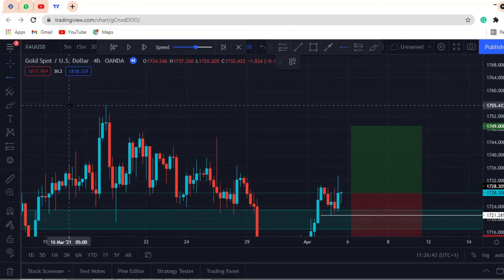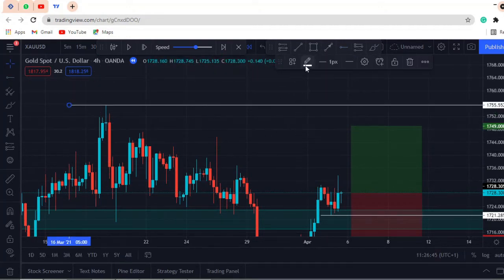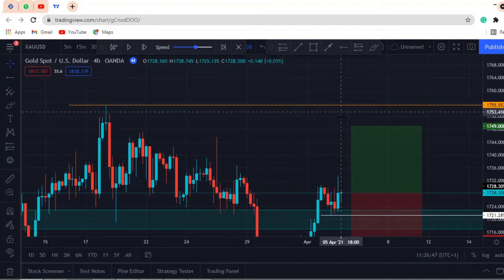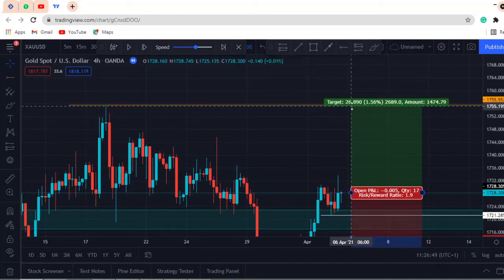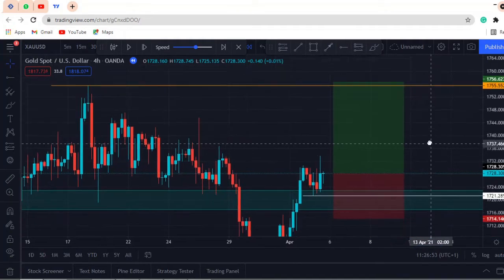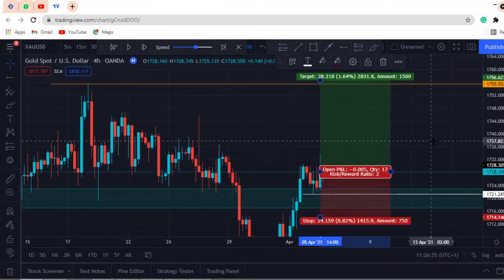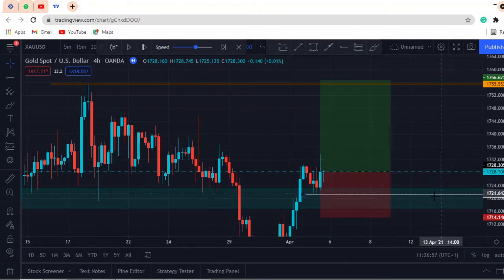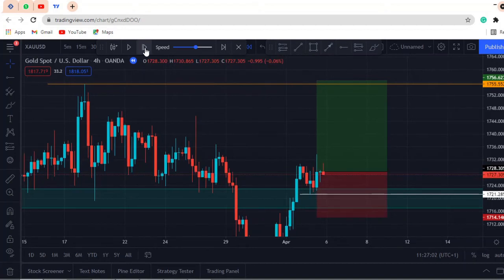Okay, and maybe target this point here. Gold came all the way up to here. All right, let's change this color. Then maybe that's 2 times, I guess. Yeah, let's just go for 2 times. We don't want to be greedy, so we just want to go for 2 times and see if you can get it. And let's see how gold played out.